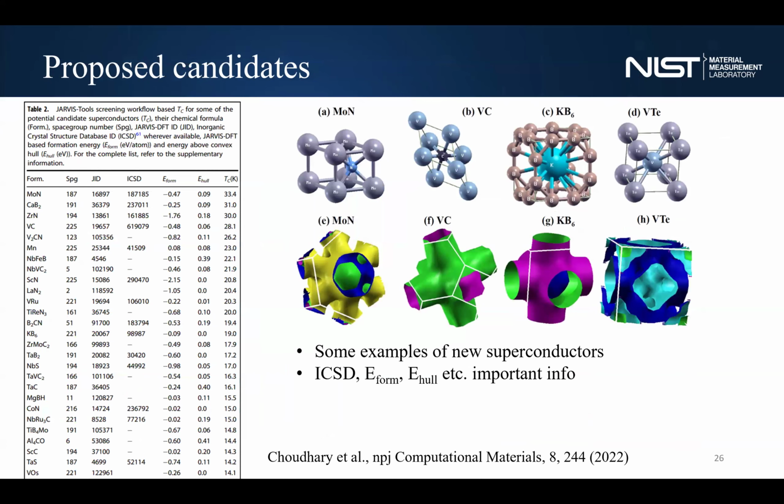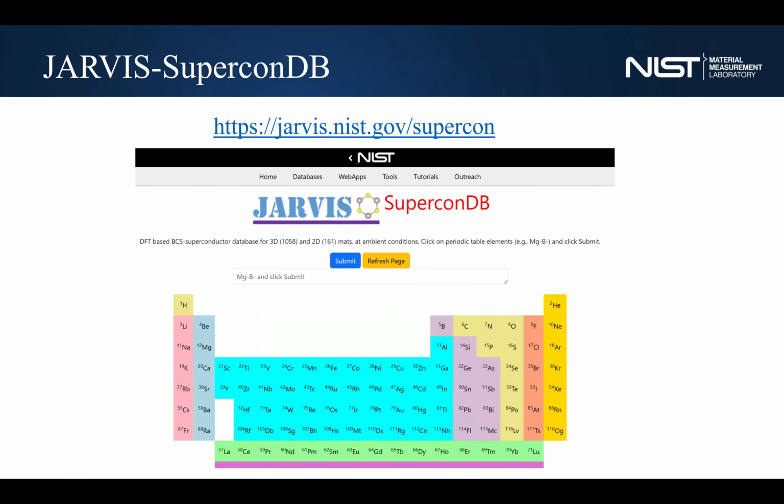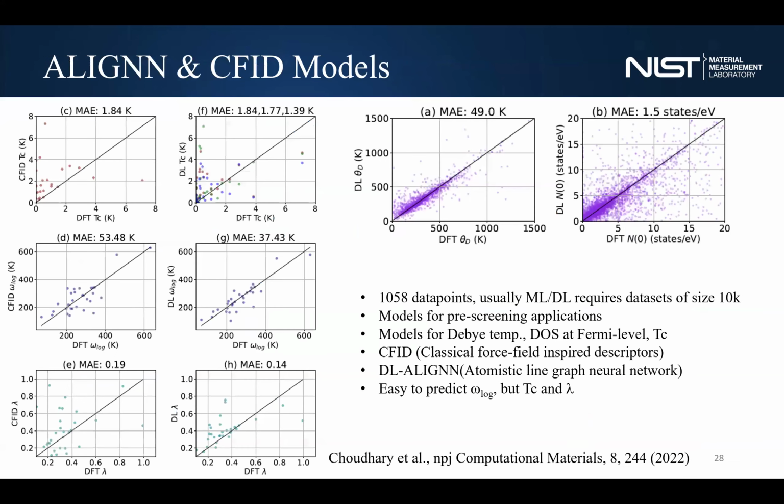This database is also available at JARVIS, at jarvis.nist.gov/supercon. You can go there and search, for example, magnesium boride, and it will give you the details about that material and so on. Once you have the database, you can do machine learning training. We have the ALIGNN model and the CFID model. We start predicting for these 1,000 data points the Tc, the omega log, and the lambda coupling parameters.